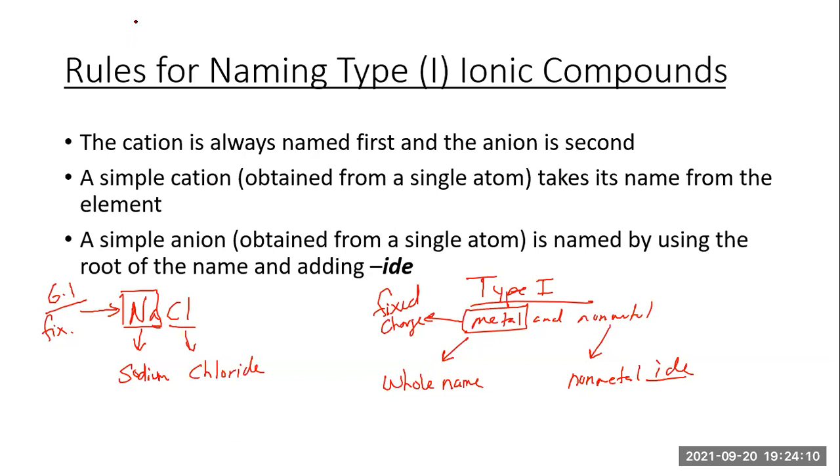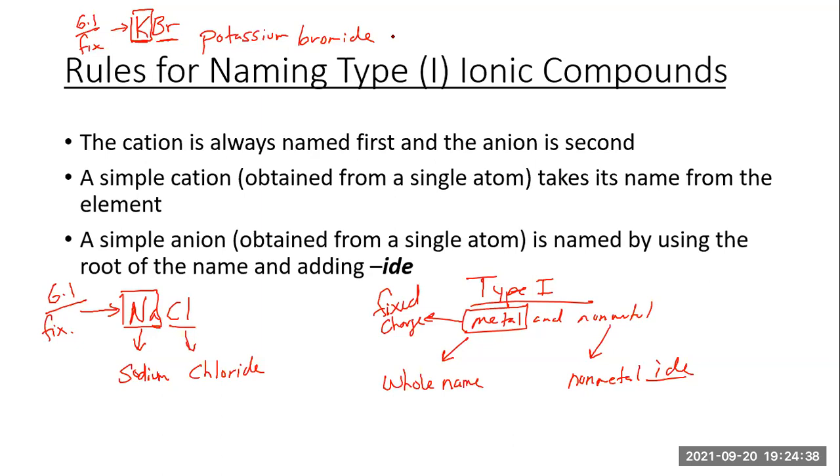If I take something like KBr, I look at K, that is a metal, and that is group 1 as well, which means it has a fixed charge. So that is as far as I need to worry about it. I use the whole name of the metal, which is potassium. The non-metal gets the IDE at the end, and it becomes bromide. Any questions on that there?